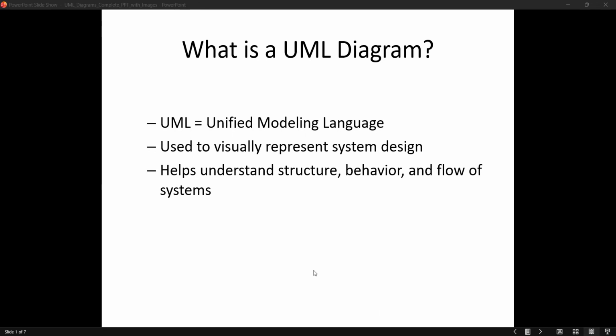Hello, today we'll learn about UML diagrams. So basically, UML stands for Unified Modeling Language. It is a standardized visual modeling language used to represent systems, architectures, workflows, and interactions. UML diagrams help simplify complex systems by showing how different components behave, interact, or are structured. They are widely used in software development and business analysis because they make communication clearer between business, development, and testing teams.